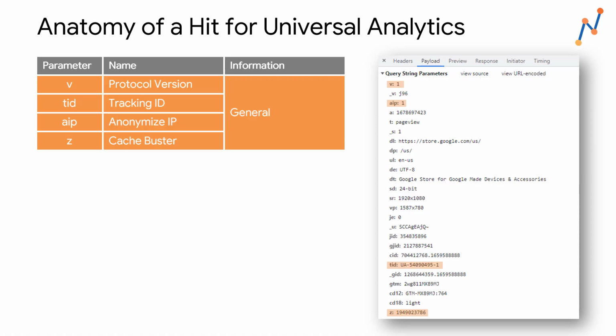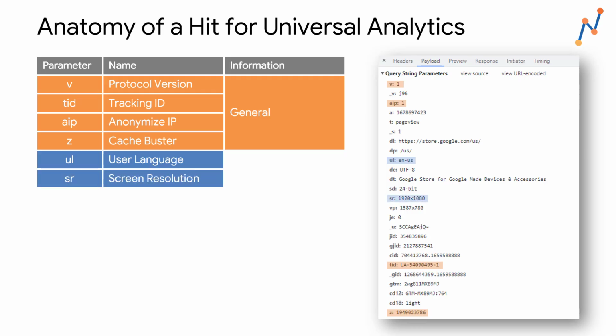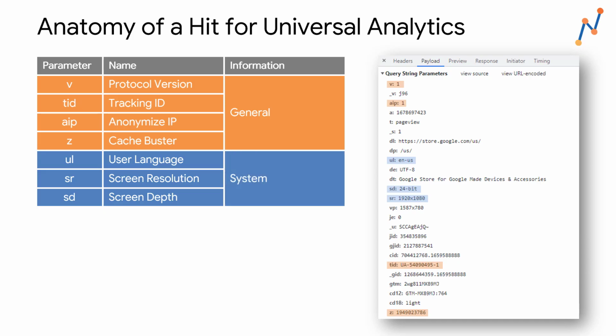Also, along with every hit, there's data being sent to Universal Analytics about the device the user is using to browse the website. The first parameter in this category is ul and stands for user language. This specifies the language of the user's browser settings. Next parameter is sr, which specifies the screen resolution of the device. And the last parameter I'm going to mention here is sd and stands for screen depth. This parameter represents the color depth of the device. And these three parameters send information about the system to Universal Analytics.